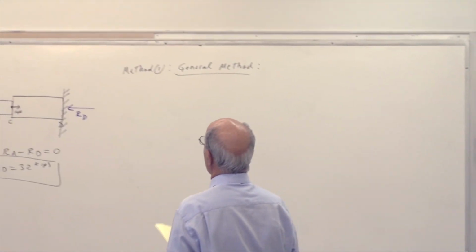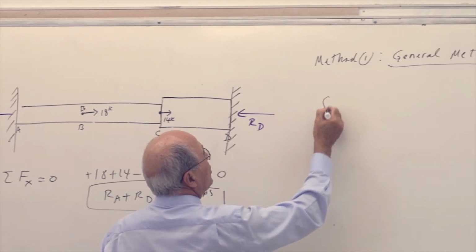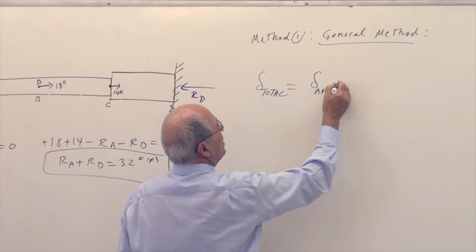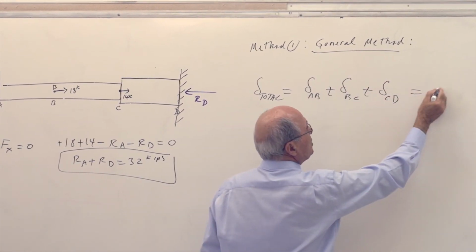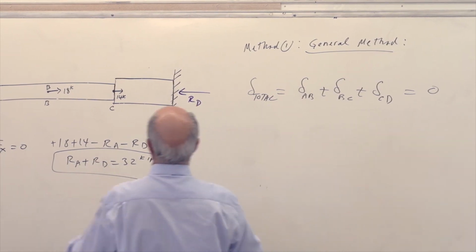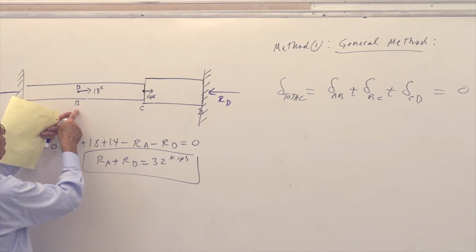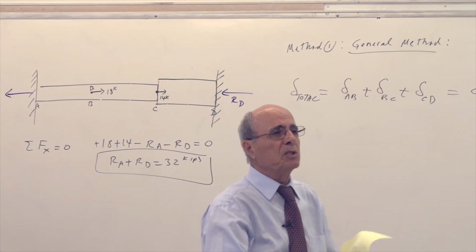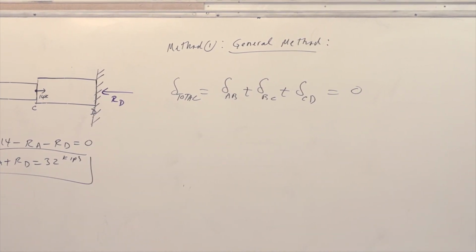Now, in the general method, there is the total deformation. See, the delta total, everybody see what I'm talking about, is equal to delta AB plus delta BC plus delta CD, but the total must be equal to 0. In other words, if this is under compression, this is under compression, and this is under tension, if this goes 1 inch forward, these two must go 1 inch together. The total deformation must be equal to 0 because A and D are walls not moving. Is that correct? Yep. Okay.